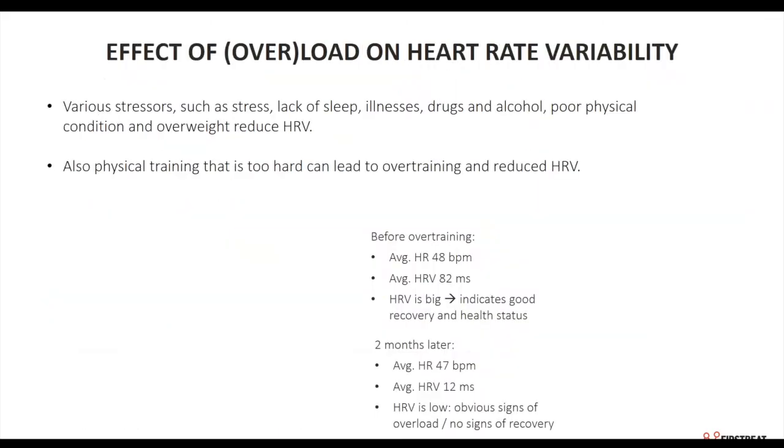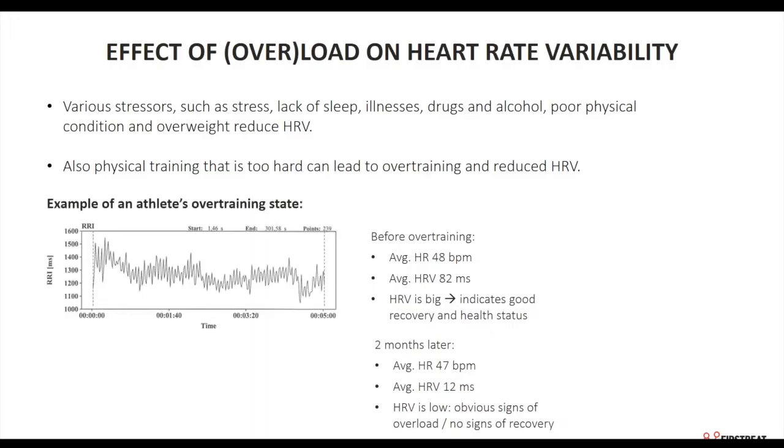So any kind of load or a particular overload has a clear effect on heart rate variability. These stressors can be things like stress, lack of sleep, illnesses, drugs and alcohol, poor physical condition, and overweight. They all stress the body and also reduce heart rate variability. And physical training that's too hard and too intensive, that goes on for a long time, can also lead to overtraining and reduced heart rate variability. And that's what this example here is going to be discussing.